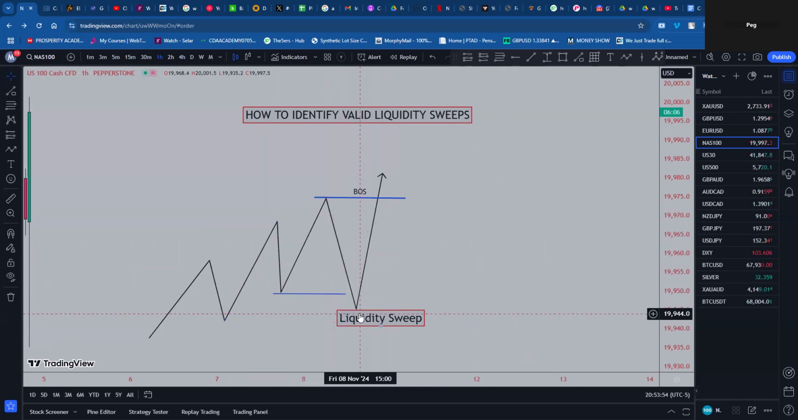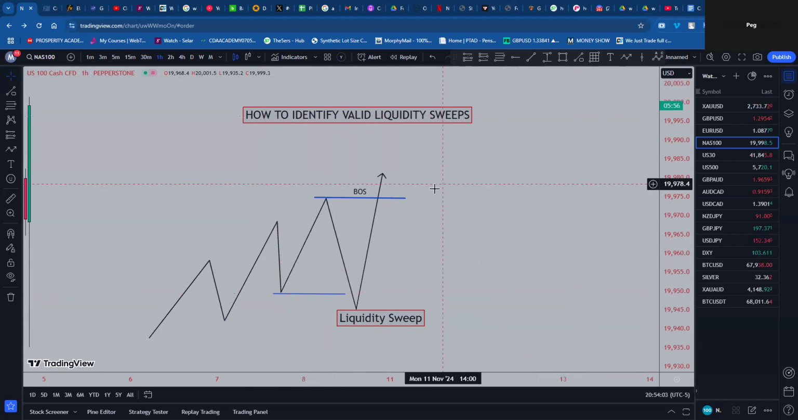Price strips the liquidity under this low. What kind of liquidity do we have here? Are they buy stops or sell stops? Sell stops. Yes, we have sell stop liquidity here. It takes out the sell stop liquidity and continues the uptrend.